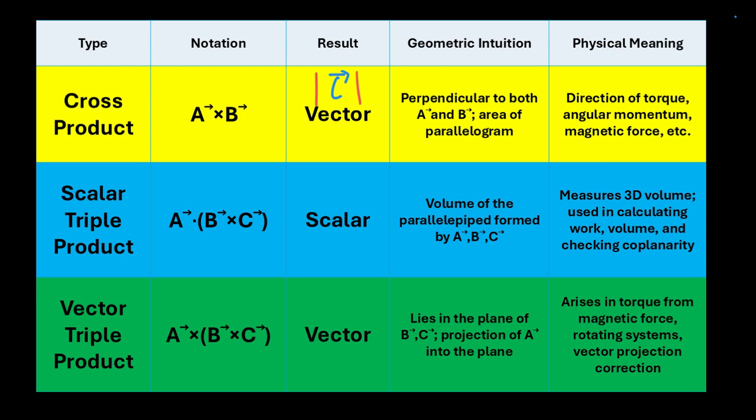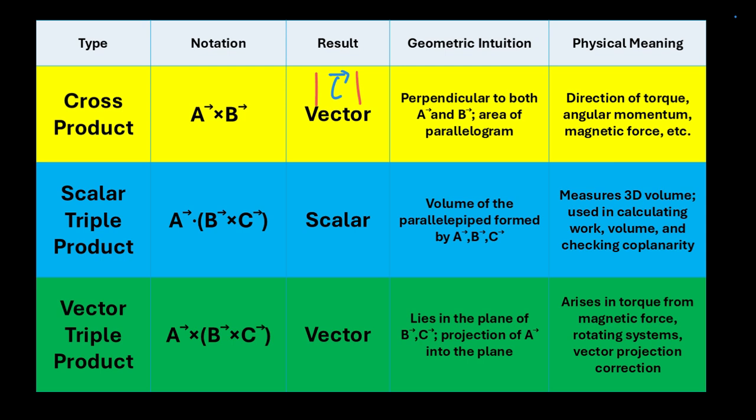Similarly, the vector triple product arises in torque from magnetic force, rotating systems, vector projection correction, and there are a lot of very similar things, most of which you learn in vector triple product will be in your class 12 physics. Okay, so let's not spend much time here.